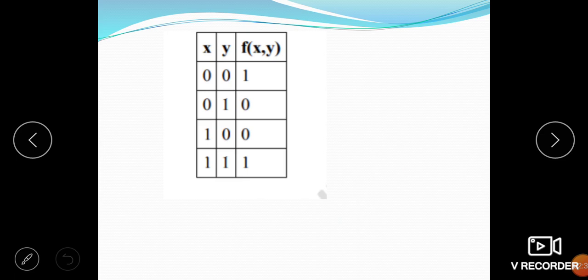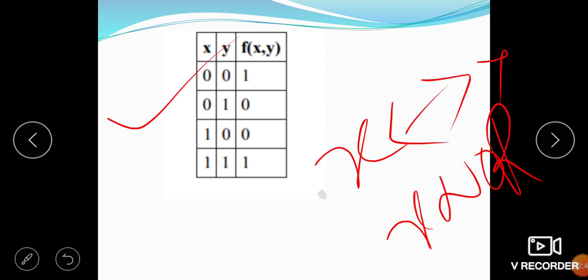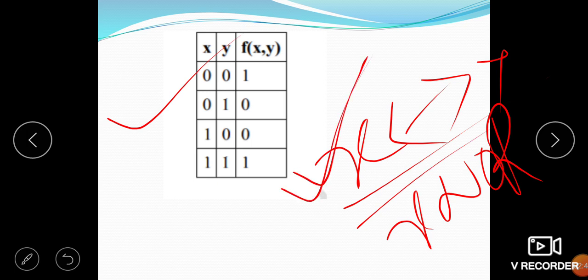Now this is the truth table. This truth table is equivalent to XNOR. In the given options, this option is the correct one, because XNOR is there, so this is the correct answer.